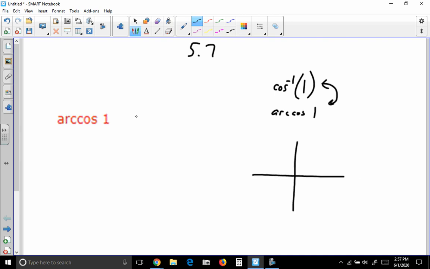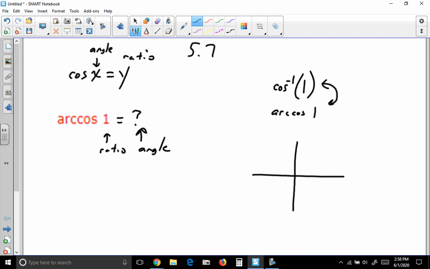So let's remind ourselves what this means. When we take regular cosine of something, the input is an angle, the output is a ratio. When we do the arc cosine, it's reversed. This is a ratio, and it's asking us for what angle do we have the ratio 1. So remember, on the unit circle, cosine is the x-coordinate. So where on the unit circle is the x-coordinate equal to 1?